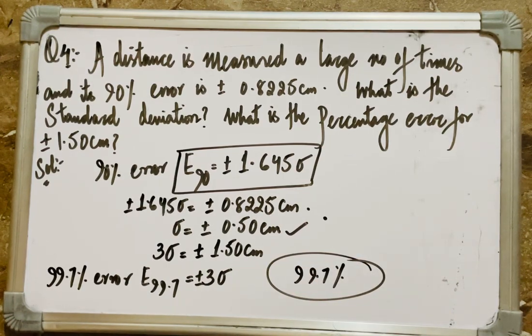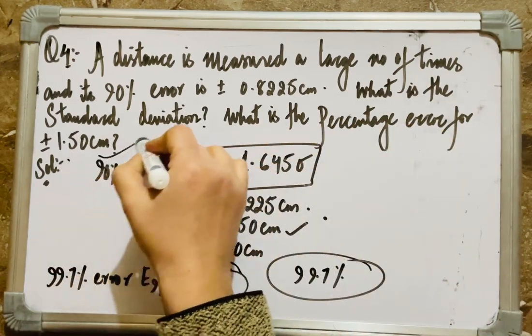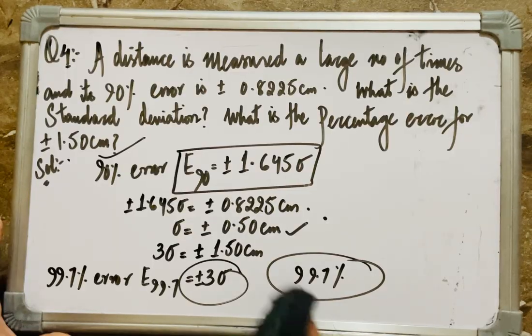All right. So it was a very tricky part of the question. Our standard deviation came out to 0.50 centimeters plus minus. If I multiply this by 3, my 3 sigma is plus minus 1.50 centimeters. But I know that my 99.7% error, or E99.7, is plus minus thrice sigma, and thrice sigma is equal to this much. So the percentage error for this value is 99.7%. All right. Let's move to the next question.